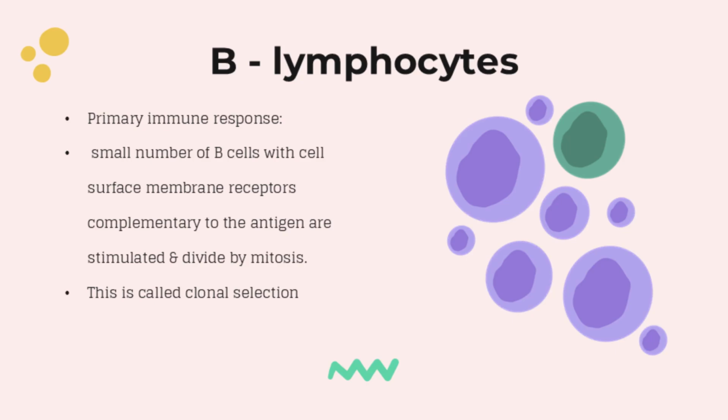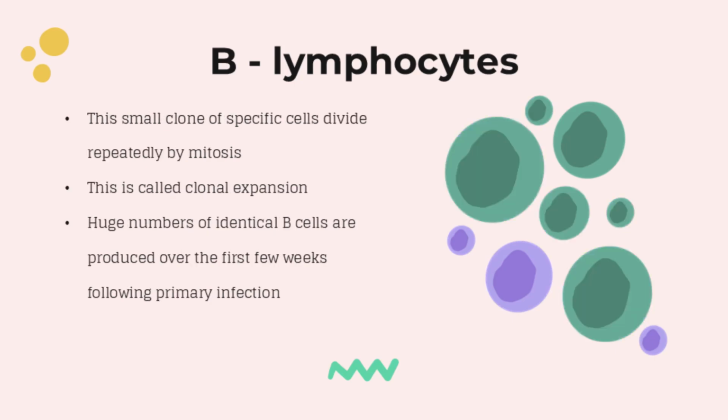Only a small number of B cells with the cell surface membrane receptors complementary to the antigen are stimulated and divide by mitosis. This is clonal selection. This small group of specific cells divide repeatedly by mitosis. This is called clonal expansion. Huge numbers of identical B cells are produced over the first few weeks following primary infection.